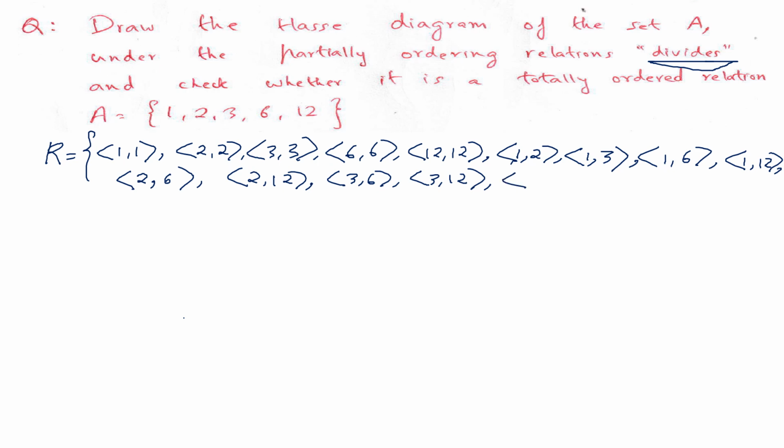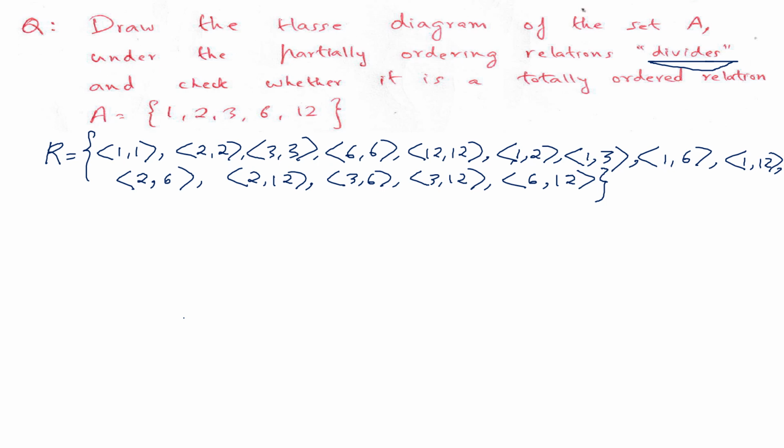Next is to start from 6. So 6 will have only one option, 6 comma 12, because 12 is divisible by 6. That's all that is remaining. Now we are able to write the relation. Next is to draw the hash diagram.